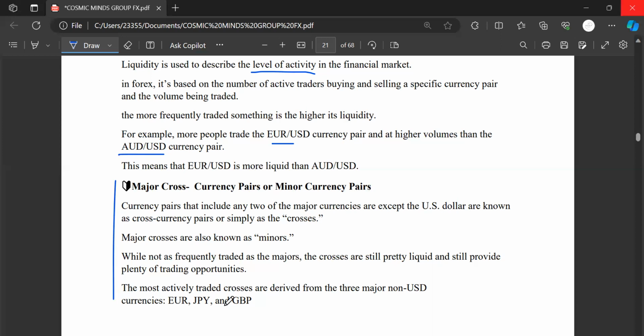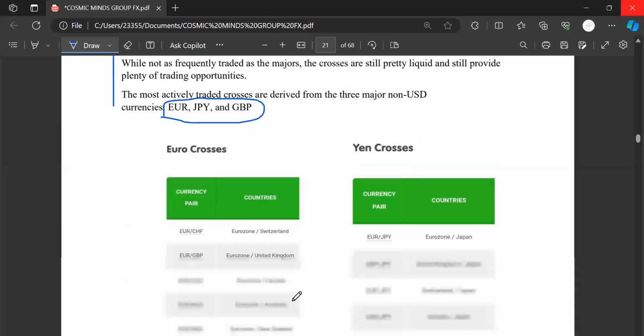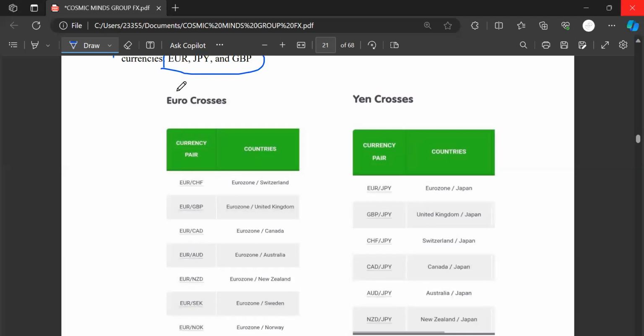So what it means is that the crosses get their pairs from these. Any of these currencies pairing with any other of the majors, except the US dollar, is what the crosses are. So if you take the euro crosses, it means the euro currency pairing with any of the major currencies, except the US dollar. Take notes, right? The crosses.